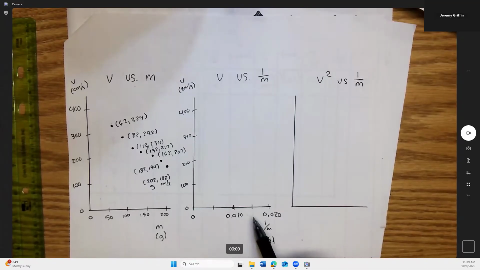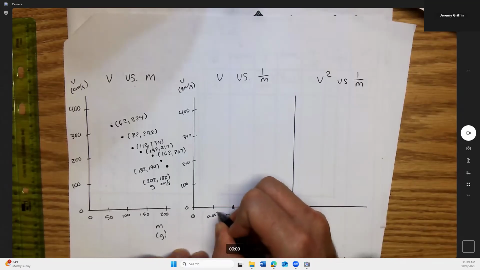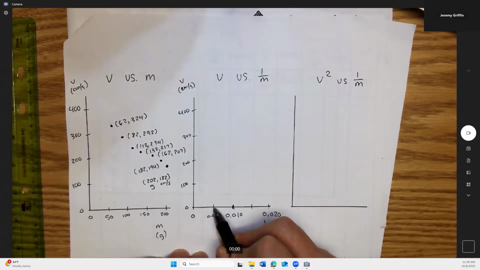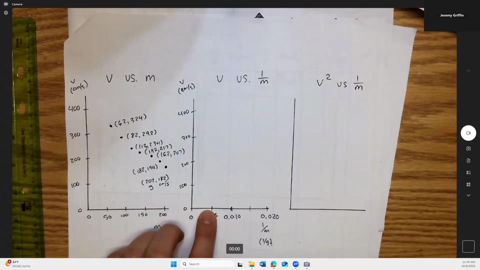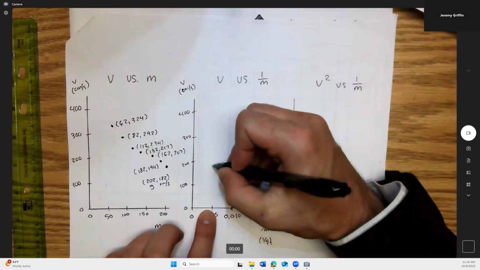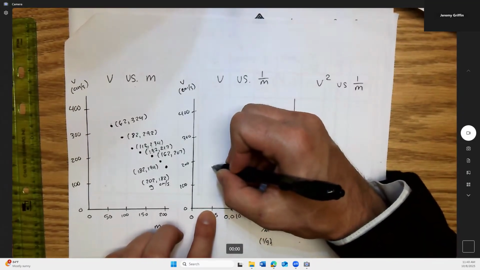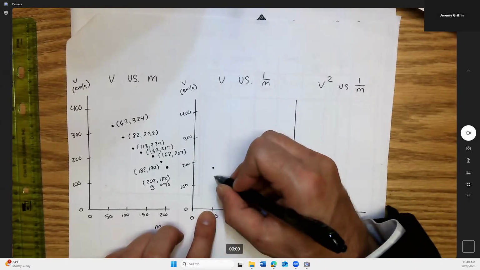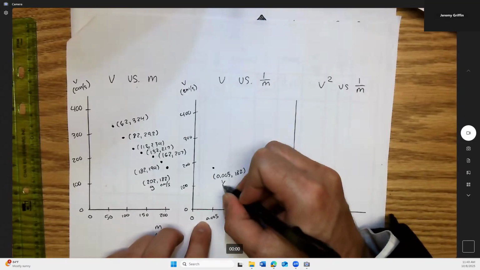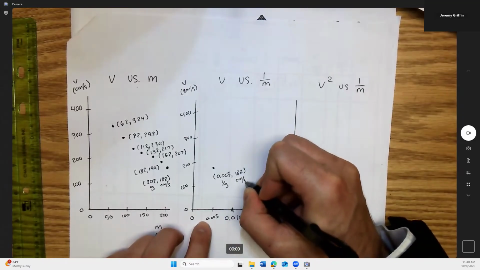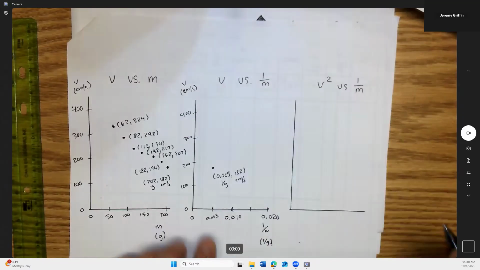What's one of your 1/mass values? Okay, 100. 0.005. That's right here. And what's the corresponding speed in centimeters per second? 182. Okay, that's right here. So you got 0.005, 182. So this is 1/grams, and this is centimeters per second. All right, got a point on the board.